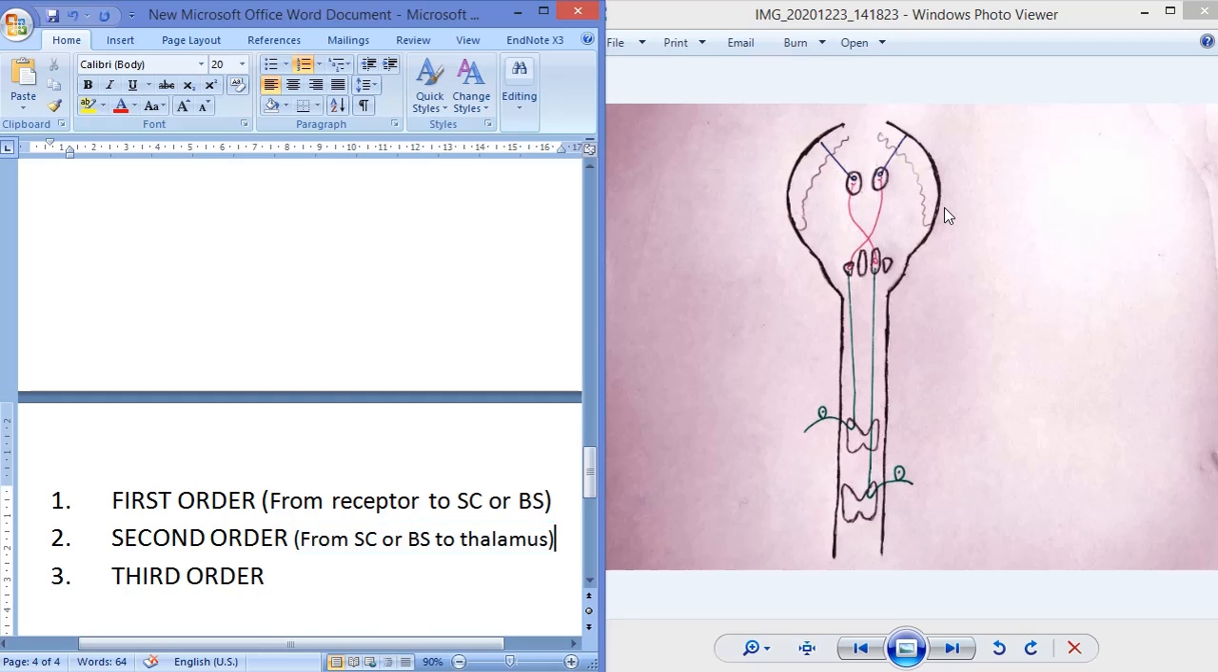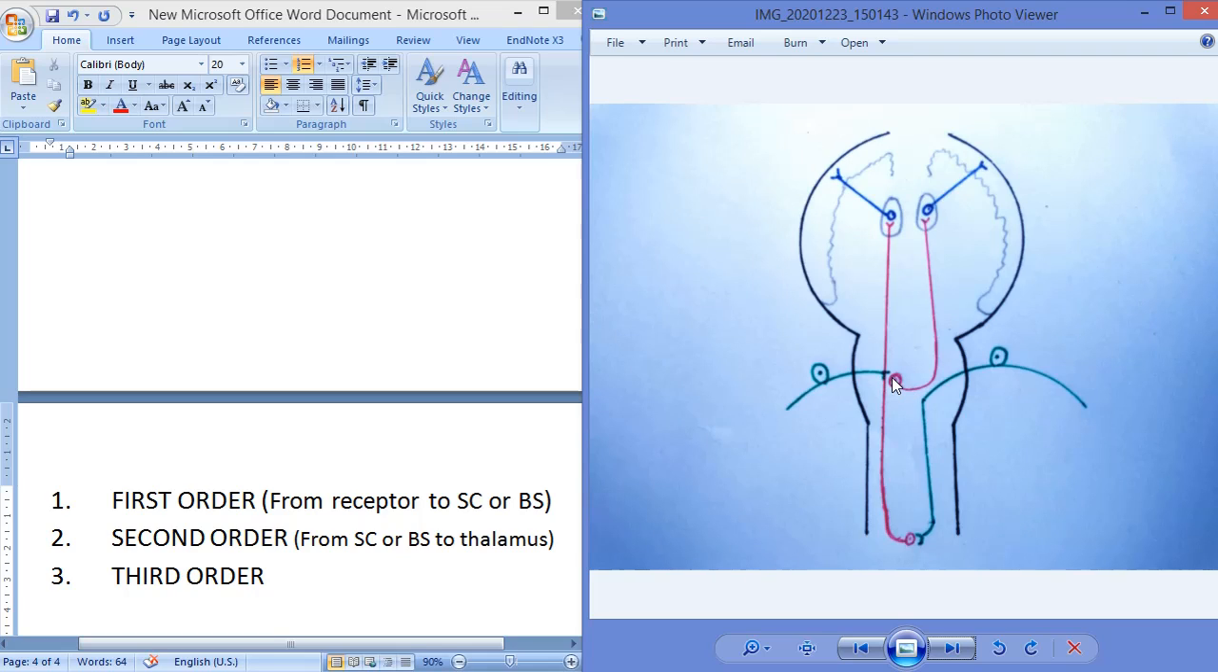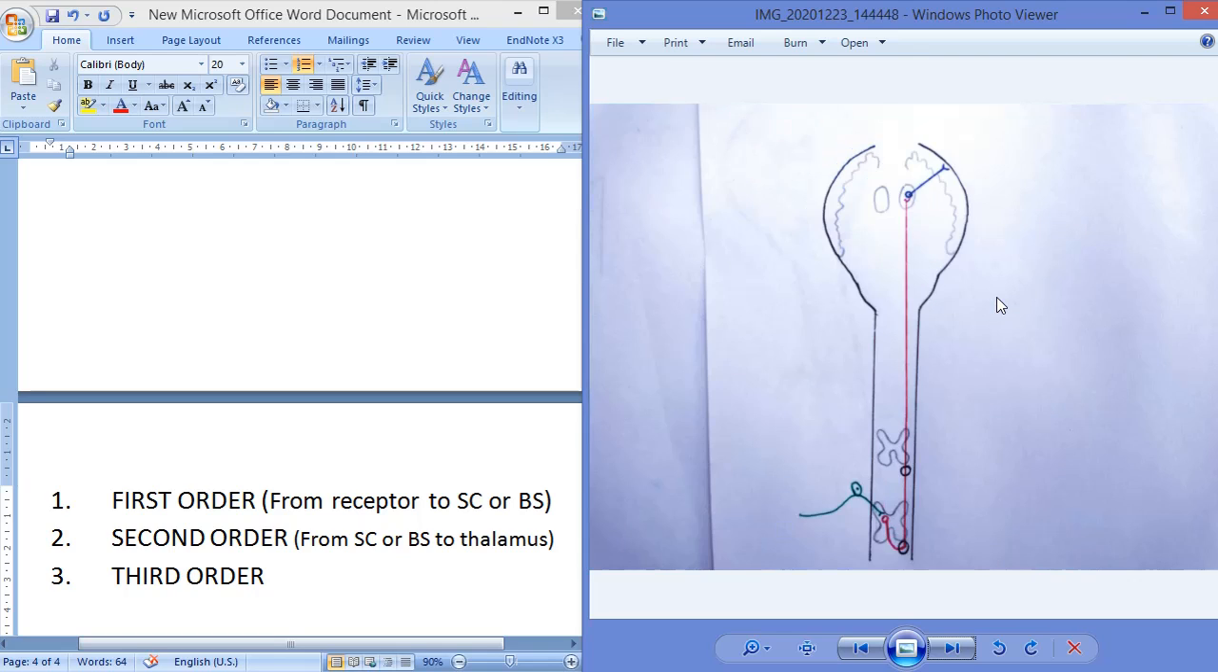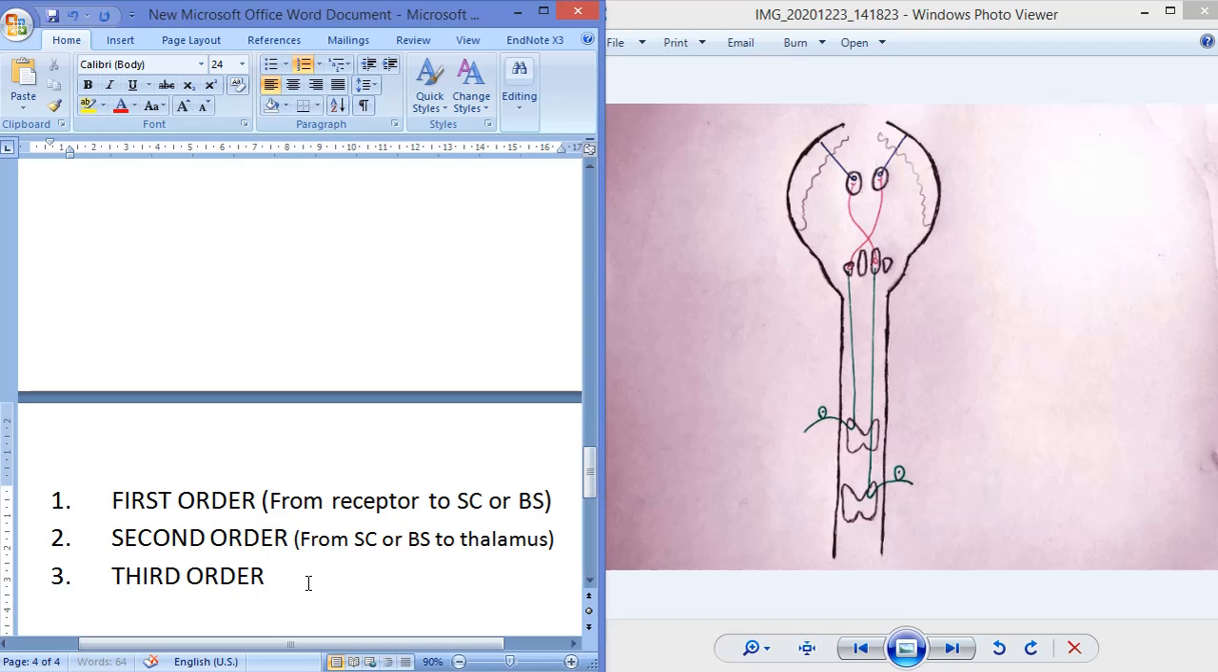In the next slide you can see the second order neuron carries impulses from the spinal cord to the thalamus. Over here the second order neuron carries impulses from the pons or from the medulla to the thalamus. We will learn it in detail in the next order. The third order neuron will always carry impulses from the thalamus to the cerebrum.